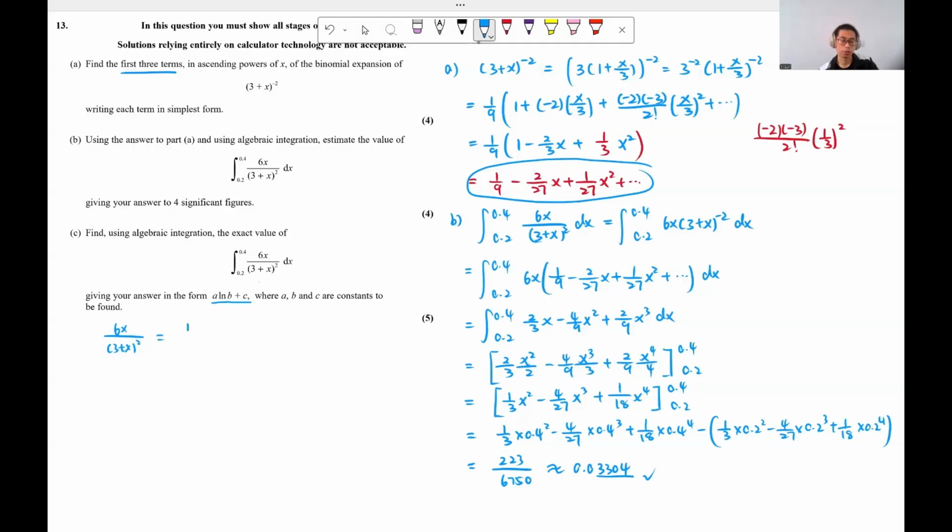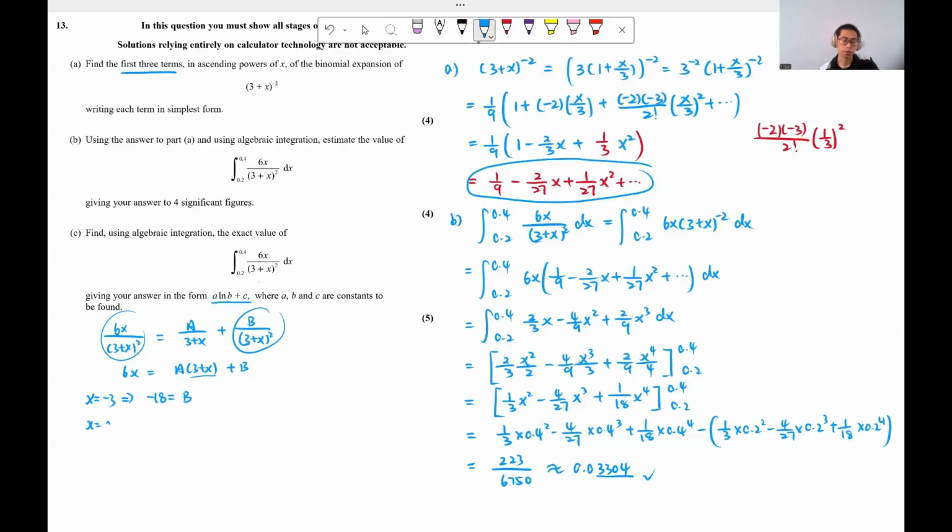So I will change that into A over 3 plus x, and then plus B over (3 plus x) squared. So then 6x has to be A times (3 plus x), and then plus B, because the second fraction already has the same denominator as the first one. So you just have to times by 3 plus x for the first one. So then x equals negative 3. Then we have negative 18 equals B, because 3 minus 3 becomes 0.